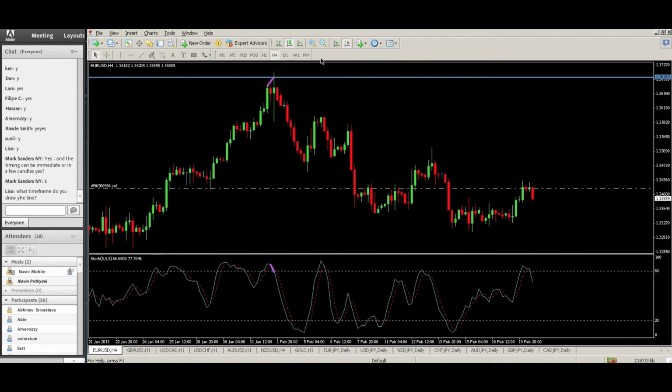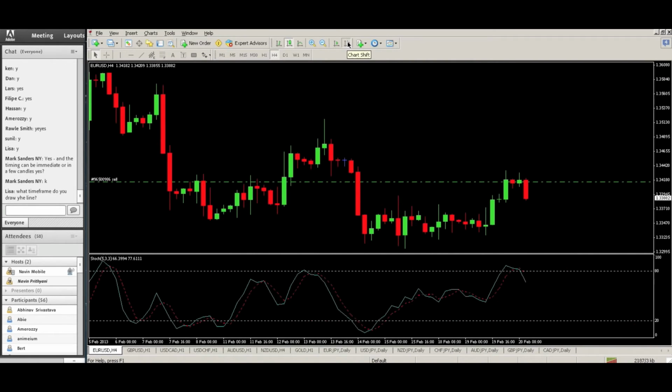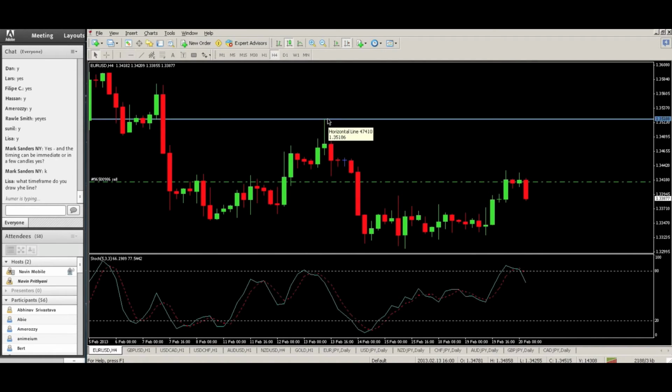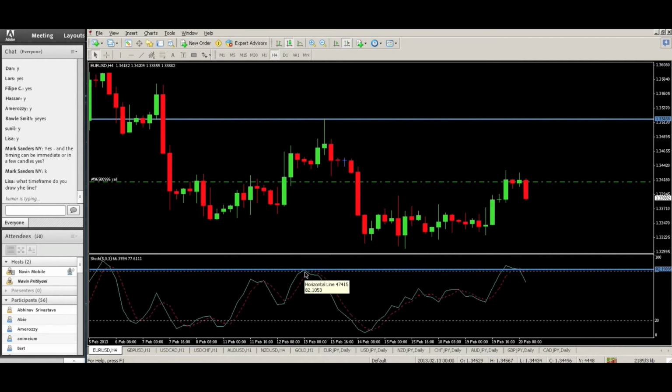Now take a look at this. I'm going to remove all these lines. I'm going to zoom in a little bit more. Take a look at this. We have a high here. We mark our high. We have a high here. We mark our high. Price is going down as it's coming upwards. Price is coming upwards.